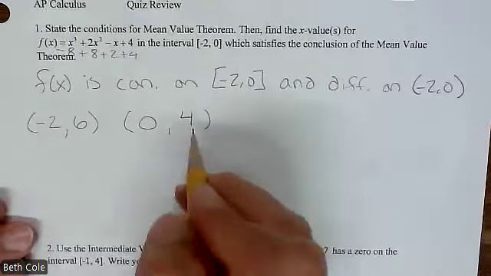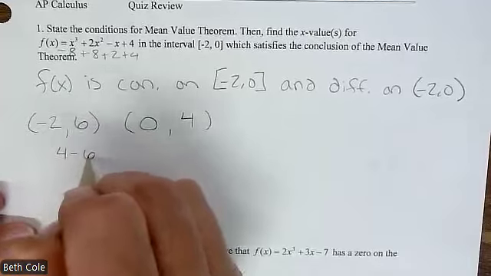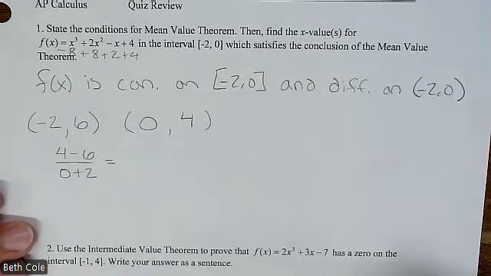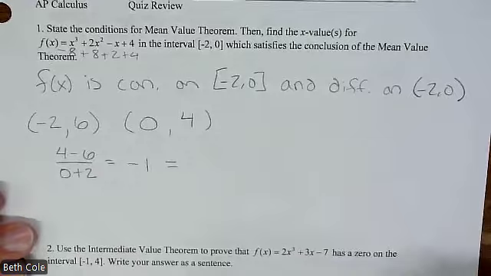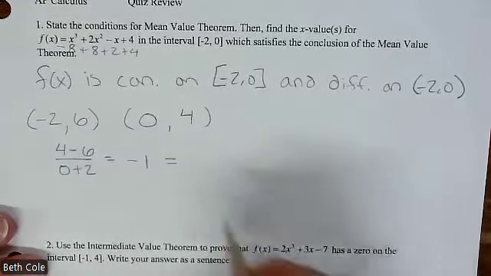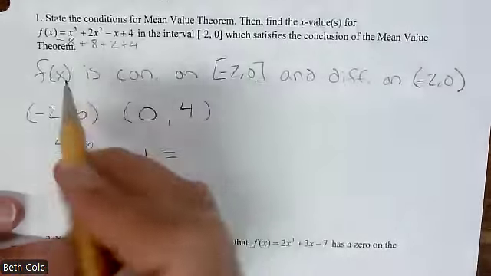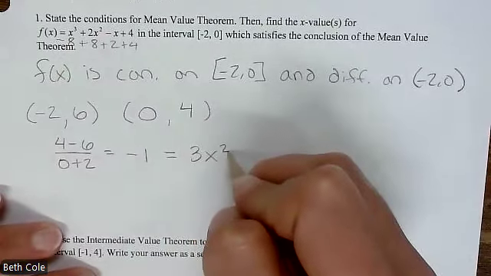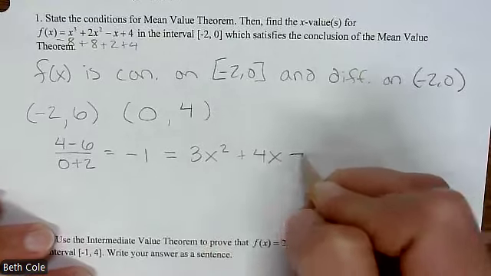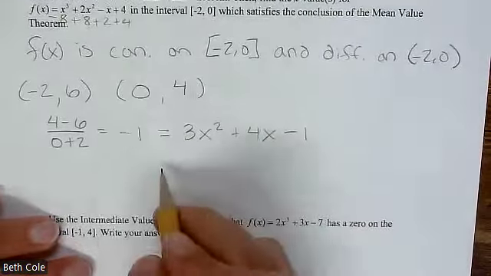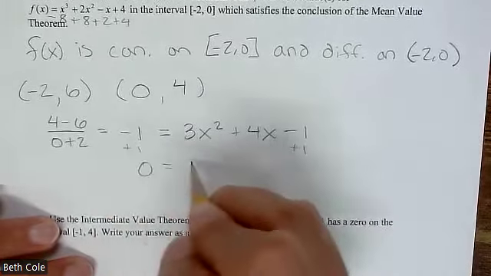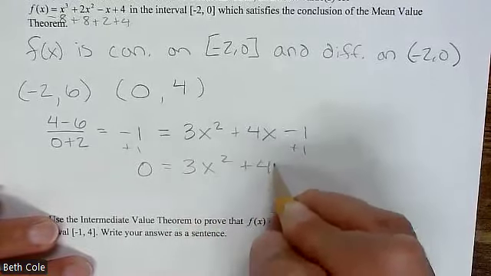Okay. So do your slope. It'll be 4 minus 6 over 0 plus 2. What is that going to shake out to be? -1. You're going to set that equal to what? The derivative, which what is your derivative of this thing? 3x squared plus 4x minus 1. Now you have to evacuate. So if you add over this 1, what's going to happen to them? Yeah, it's going to cancel out.